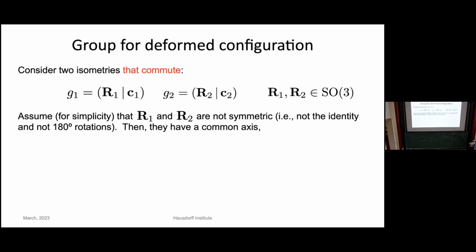So I'm going to assume that R1 and R2 are not symmetric, which in fact means that they're not the identity or not 180 degree rotations. So there's no problem with doing that case. It leads to some very different looking origami structures, but I just don't want to do it. Not so interesting.